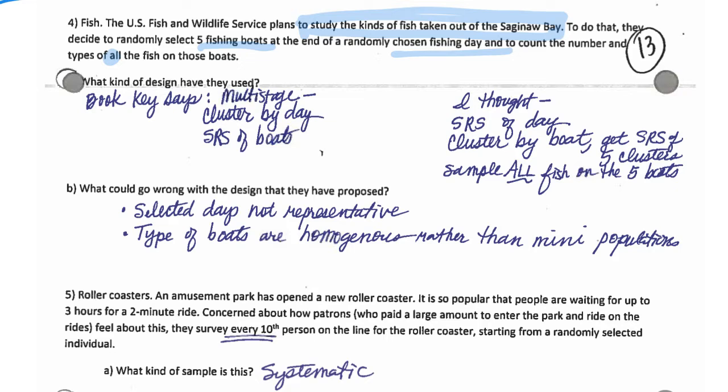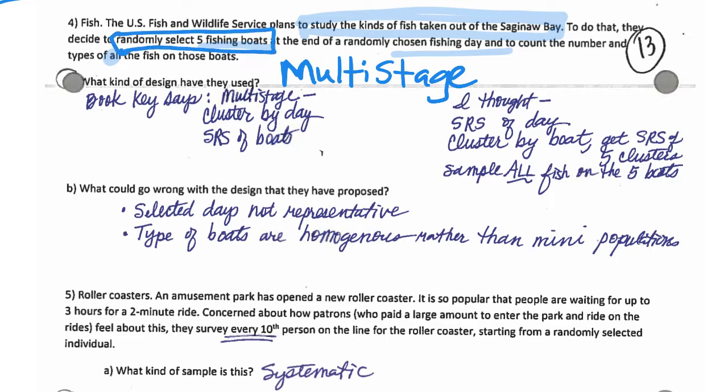But one thing that I would look for, the way you would have gotten credit for this, is to say that is definitely a multi-stage method. Because they are doing 2 randomization procedures in there. Do you see that? 2 randomization procedures. They are randomly selecting the boats, and they randomly selected the day. There was 2 randomization procedures. It was multi-staged. That's how you would have gotten credit.